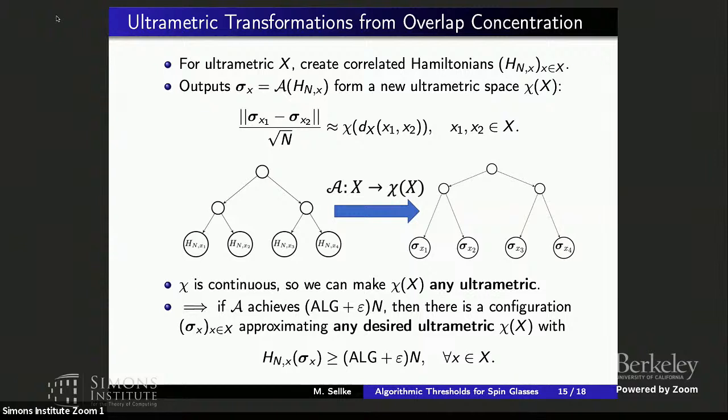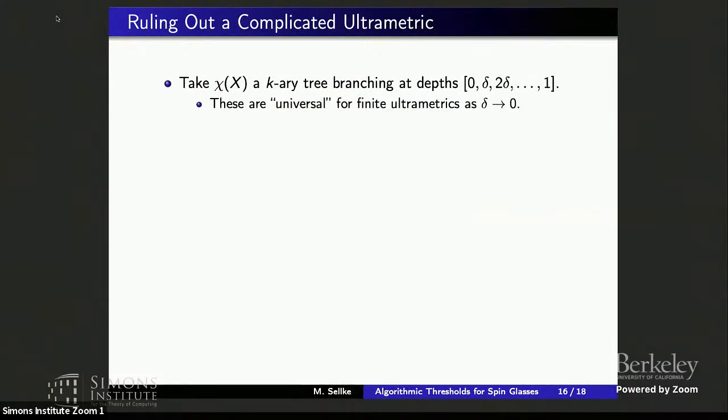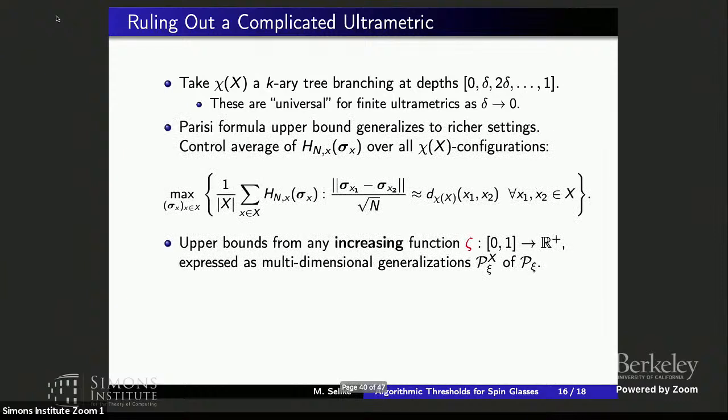Okay, great. So let me just say a little bit about how we can rule out such a configuration, and then I'll be finished. So we're going to take this forbidden structure chi of X to be a tree that branches at every multiple of delta. So kind of a continuously branching random tree. In fact, these are sort of universal for finite ultrametrics. So if I have any finite ultrametric with an appropriate diameter bound, I can approximately embed it into an appropriately fine-grained tree like this. So we're using the full strength of the ultrametricity.